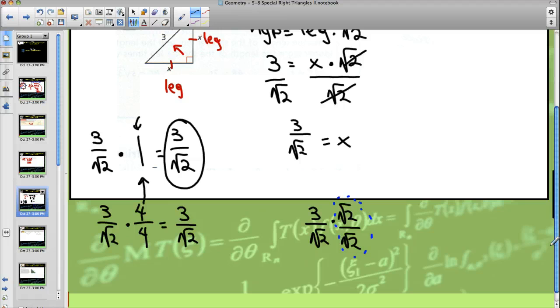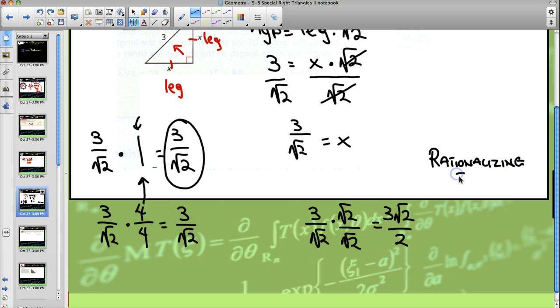Okay. So if I have 3 over the square root of 2 times the square root of 2 over the square root of 2, I get the following. I multiply the numerators together, I get 3 radical 2. I multiply the denominators together. The square root of 2 times the square root of 2 is the square root of 4. The square root of 4 is the whole number 2. So 3 radical 2 over 2 is my answer. And this process is called rationalizing the denominator.